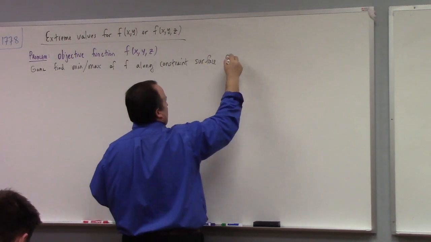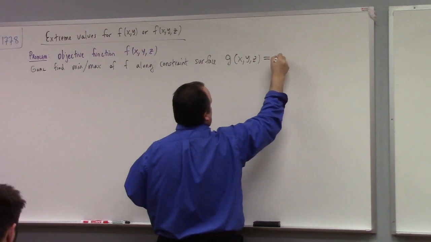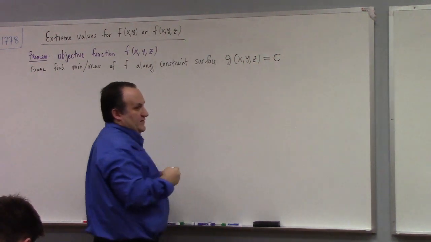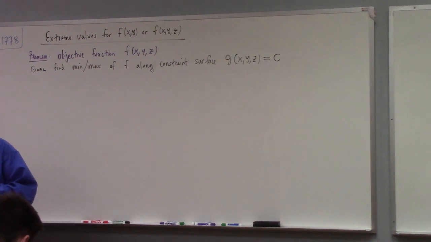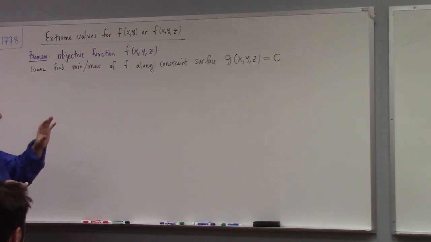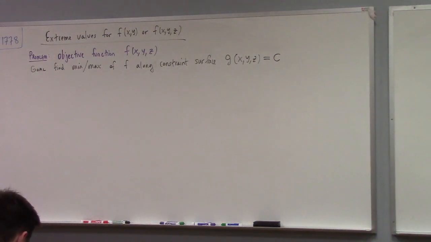And we'll say the constraint surface is g of xyz equals some constant, right? I've typically used a big F for that up to this point, but you get the idea. It's a level surface. So I'm going to draw a picture and derive for us a necessary condition for such a thing.